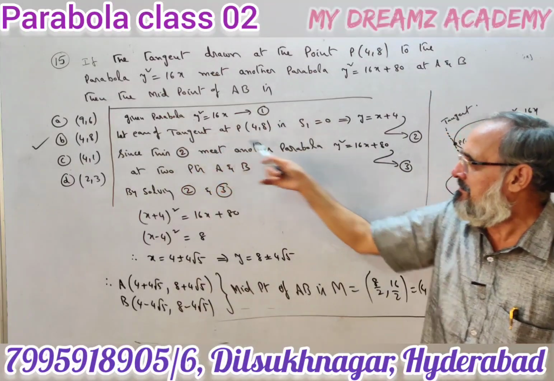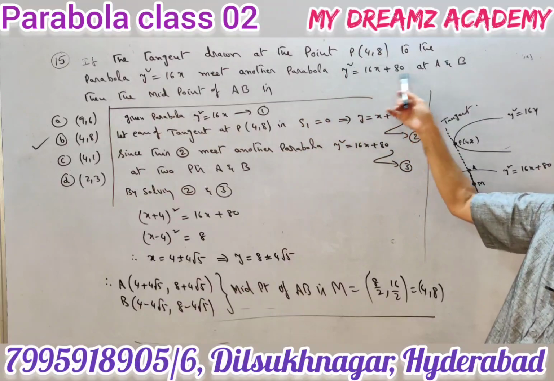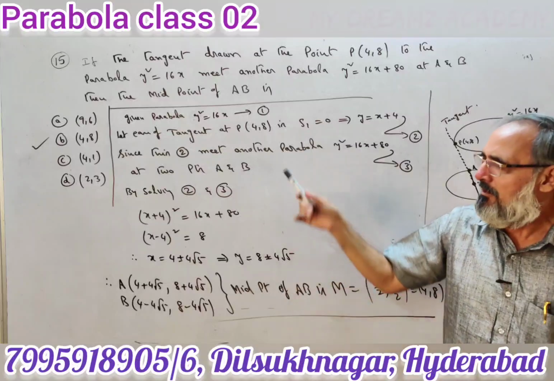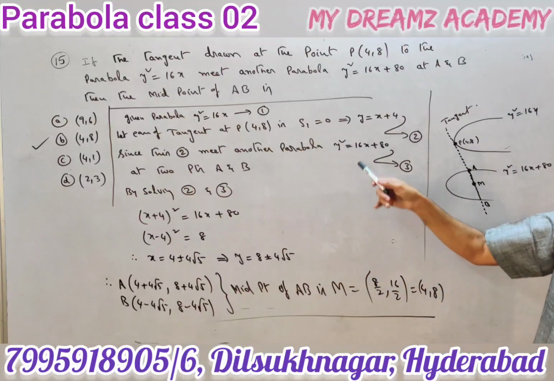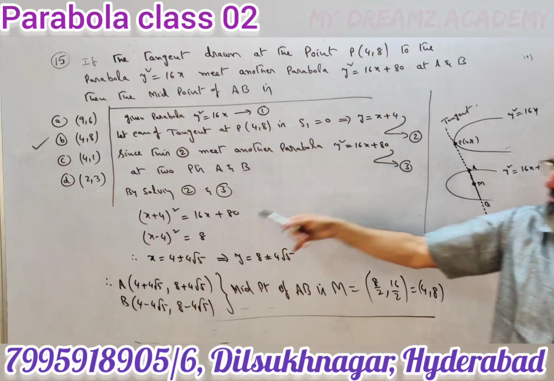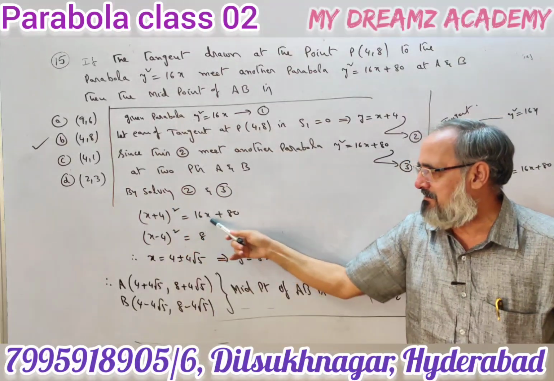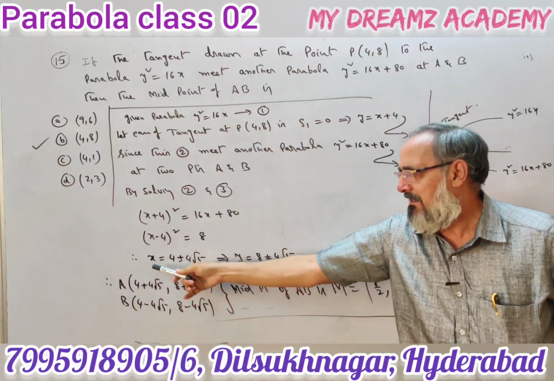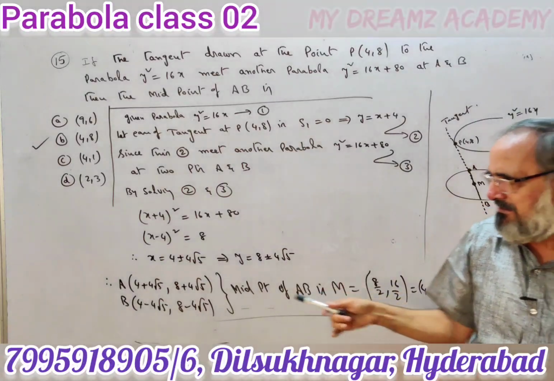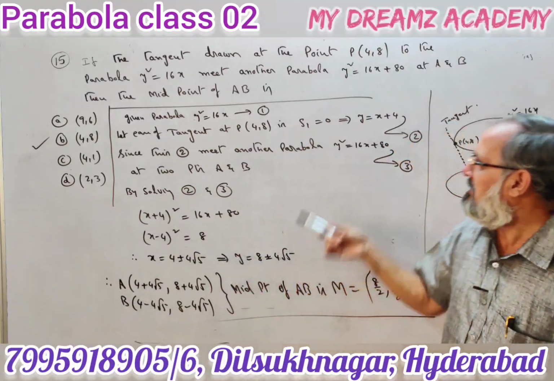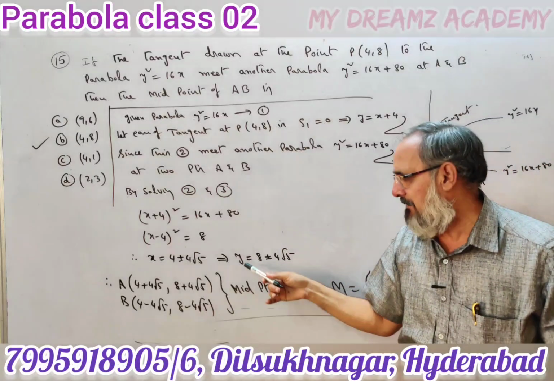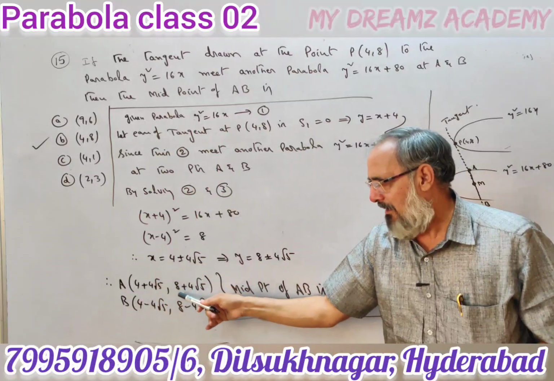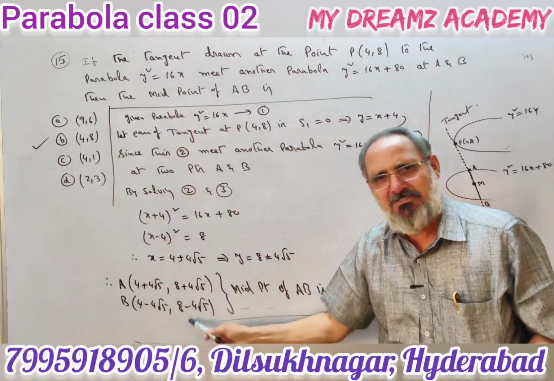Since this tangent meets the other parabola given in the data, y square equals 16x plus 80, at 2 points A and B, now solve equations 2 and 3. Put y equal to x plus 4 in equation 3: (x plus 4) whole square equals 16x plus 80. By simplification, we get a quadratic equation. We get x equal to 4 plus or minus 4 root 5. Putting the x value in this gives y as 8 plus or minus 4 root 5. So A is (4 plus 4 root 5, 8 plus 4 root 5), and B is the other pair.